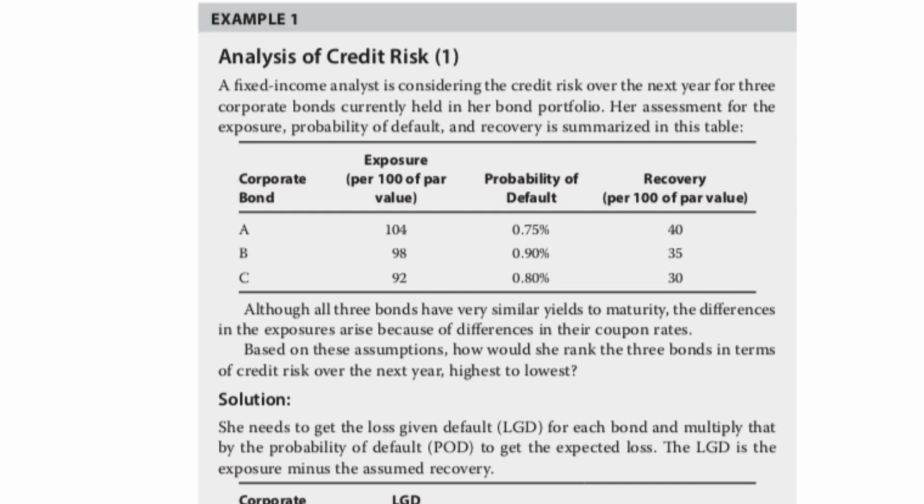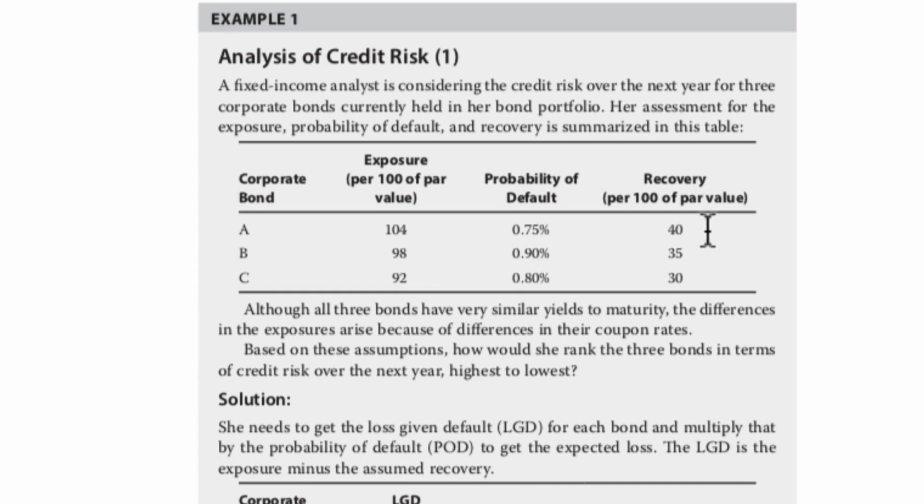So let's just go. A fixed income analyst is considering the credit risk over the next year for 3 corporate bonds currently held in her bond portfolio. Her assessment for the exposure, probability of default, and recovery is summarized in the table. Here's exposure per 100 of par value, A, B, and C, 104, 98, and 92. And you have your probability of default, 0.75%, 0.9%, and 0.8%.